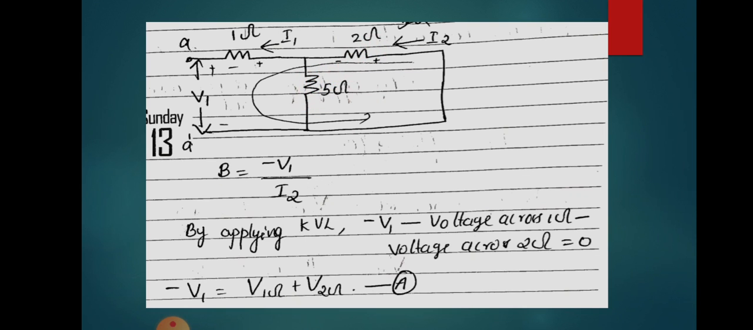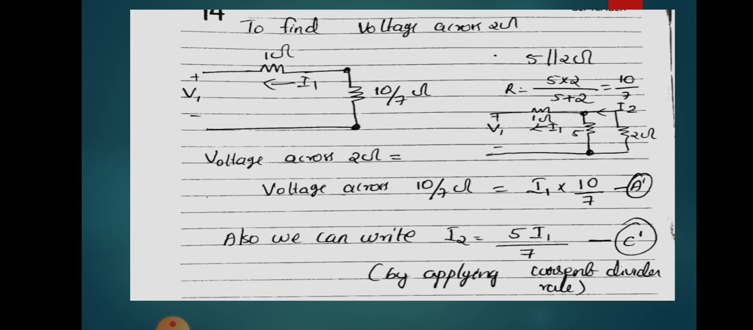To find the voltage across that 2 ohm, this was your circuit. The 5 ohm and 2 ohm are connected in parallel. To find the voltage across 2 ohm, you can reduce the circuit in this manner. 5 and 2 are parallel, so their total resistance will be 10 by 7 ohm. So this point will be similar to this point, right? Between these points two resistors were connected. Now we reduce that resistor to the value 10 by 7.